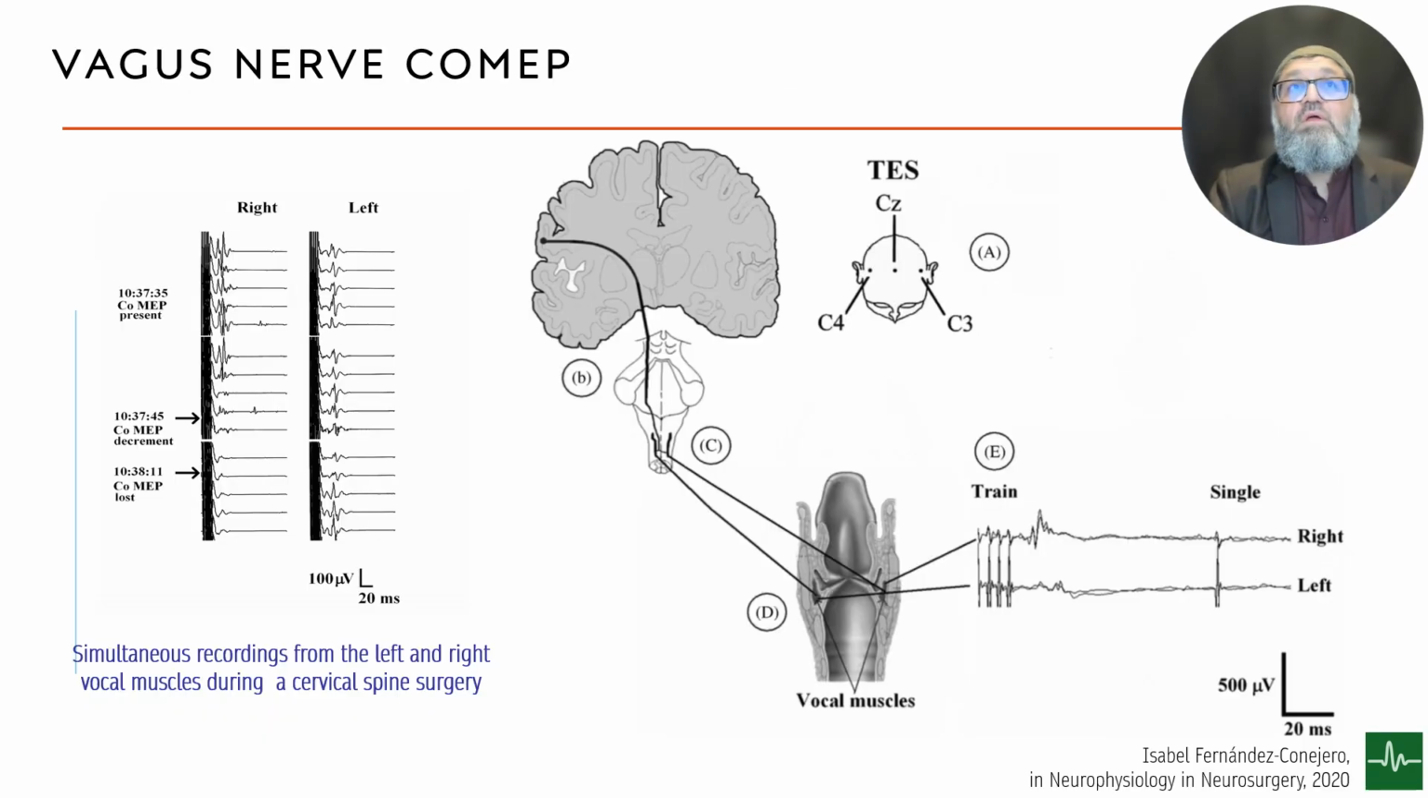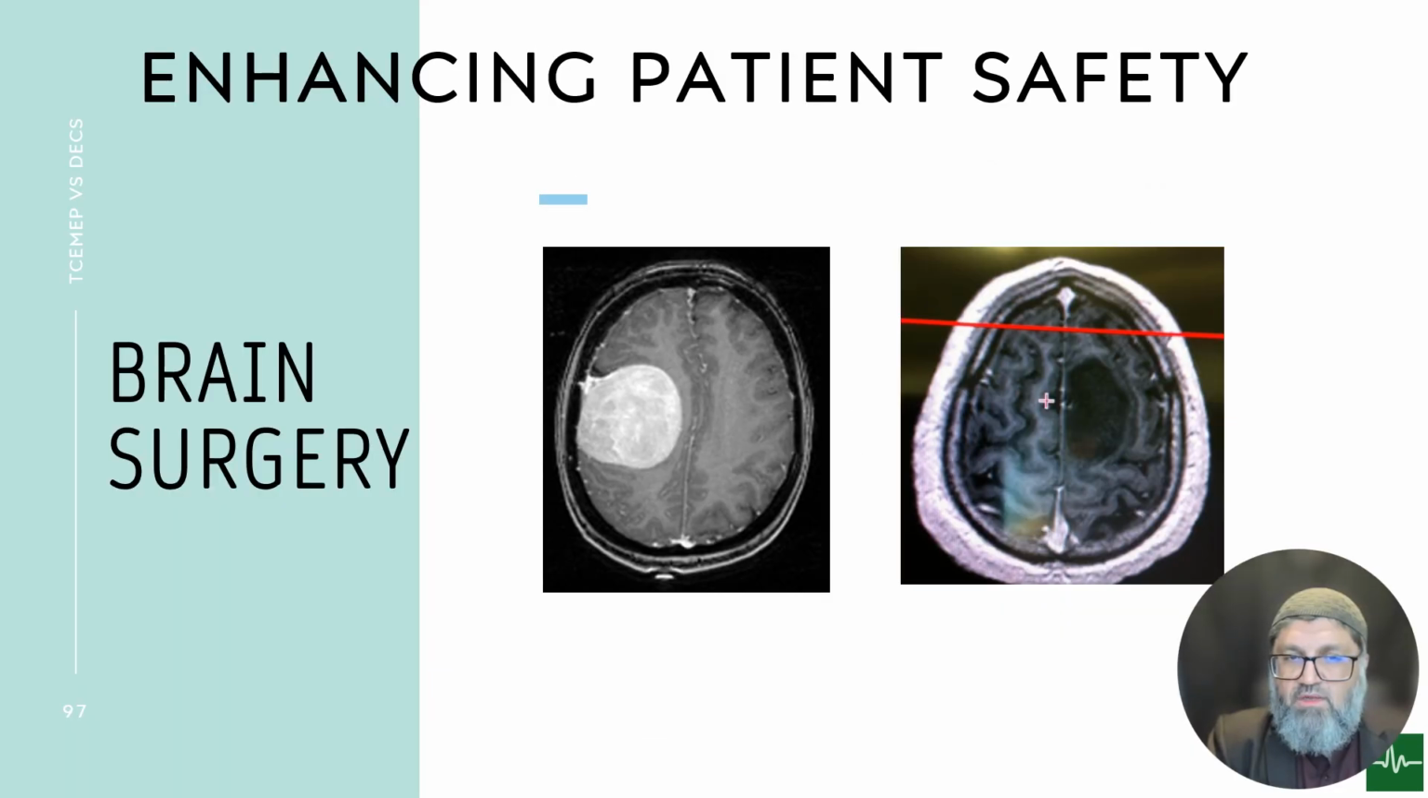So vagus nerve we stimulate, and then we can see responses. We have to have a train or single pulse, both of them. You can do single pulse and train, you can do train or single pulse, and both are fine, but you have to make sure you are adhering to correct parameters and inter-train interval.